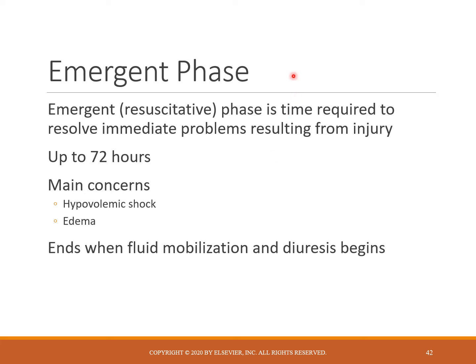So again, what do we do in the emergent phase? The emergent phase is the time required to resolve immediate problems resulting from injury. This can be up to 72 hours. So when you get this patient, our main concerns are hypovolemic shock and edema. This is when we really give a lot of fluids to the patient, and at the same time we have to diurese them because they have a lot of edema.